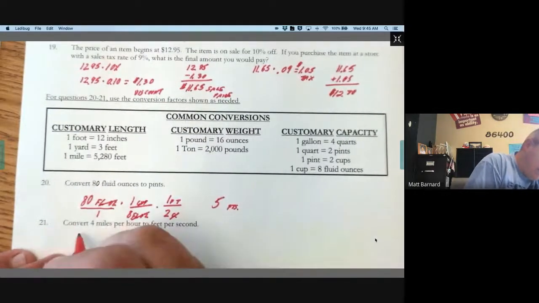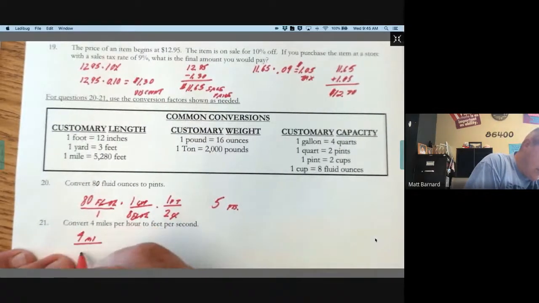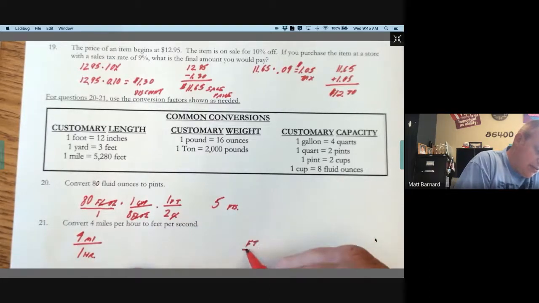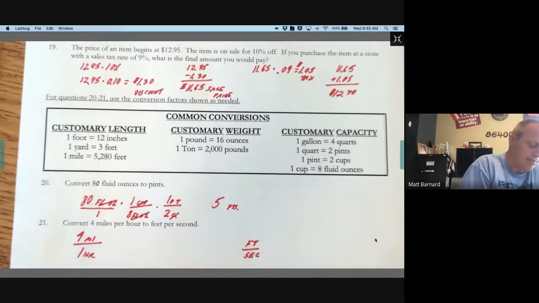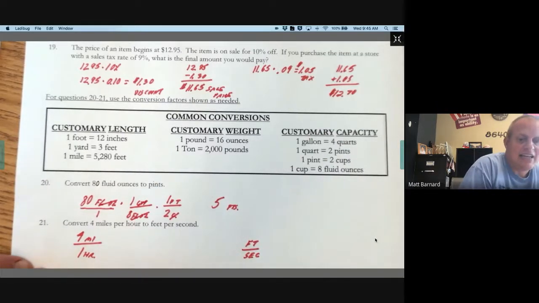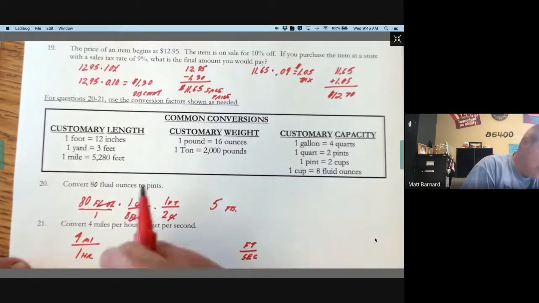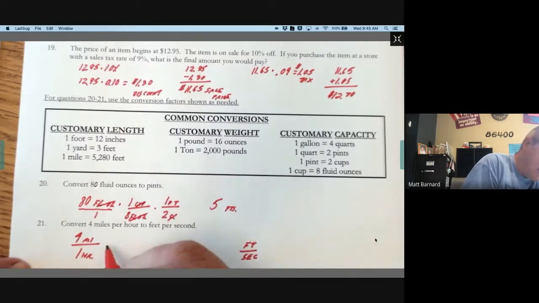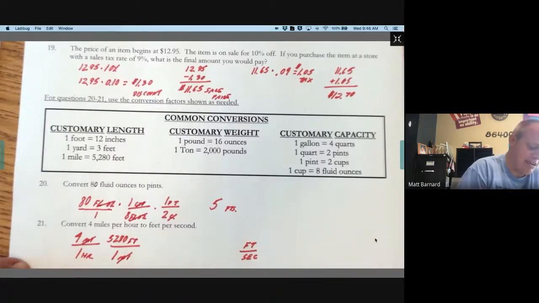Final one, 4 miles, 1 hour. Goal, feet per second. So using my table, hopefully you're getting a good handle on those conversions as well. But we need to get rid of miles first. So 5,280 feet is 1 mile. We'll take care of the miles, and we got feet. 1 hour, got to change that to seconds.